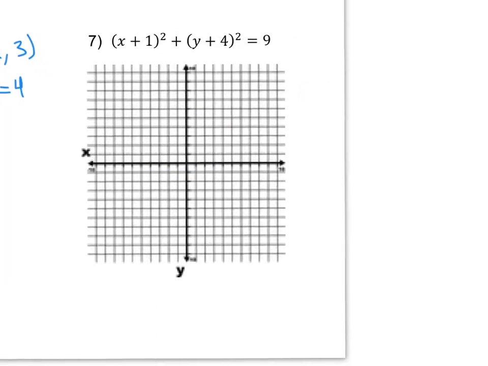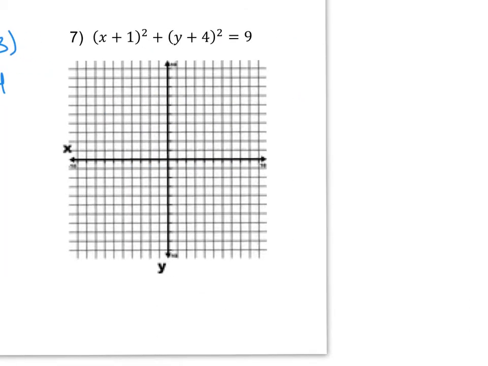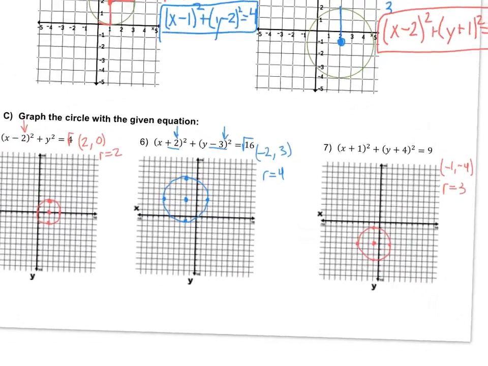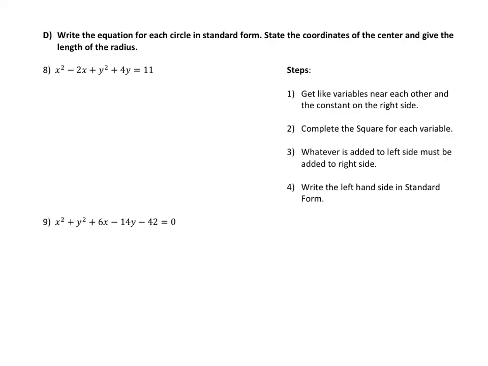And that's it. Go ahead, pause the video, and try number 7 on your own, and hit play when you want to see the answer. Okay, there's your answer. The center was at negative 1, negative 4, and the radius was 3. That's it for that page. Going on to the next page, the last page here.